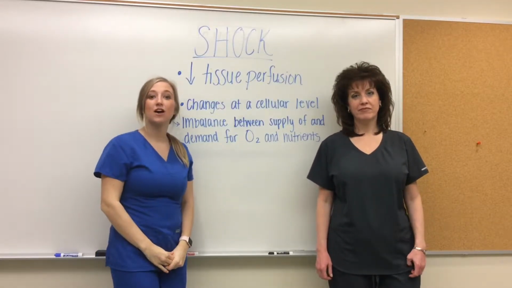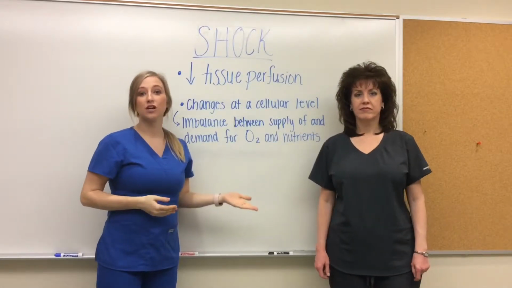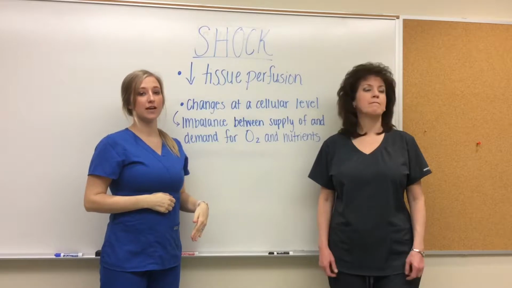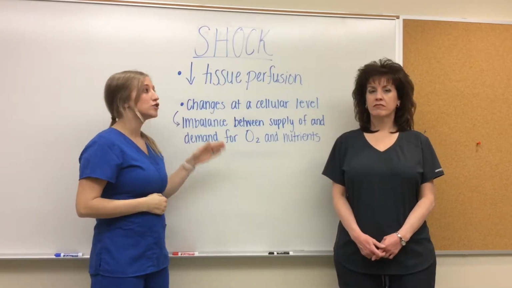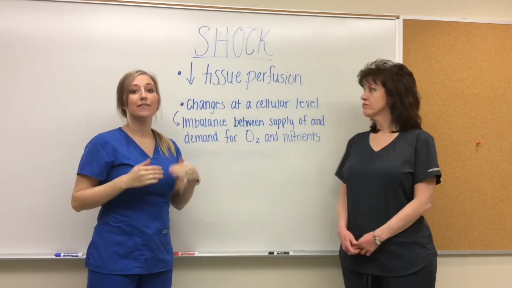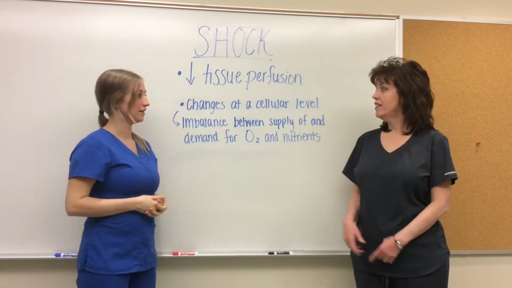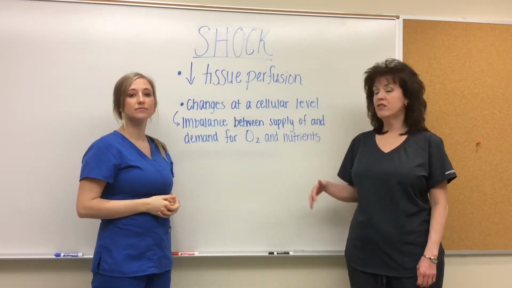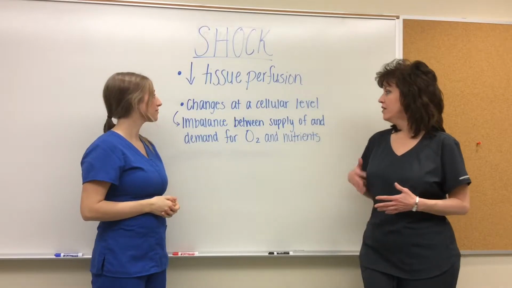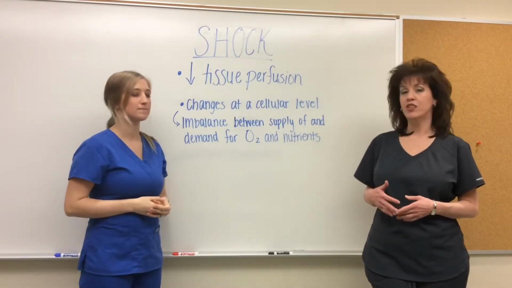Today we're going to talk about shock. So we're going to do a recap summary video. We just talked about hypovolemic and cardiogenic. We're first going to start with what exactly is shock. With all types of shock, you have a decrease in tissue perfusion. And as we know, this is caused by changes at a cellular level, which result in an imbalance between the supply of and the demand for oxygen and nutrients.